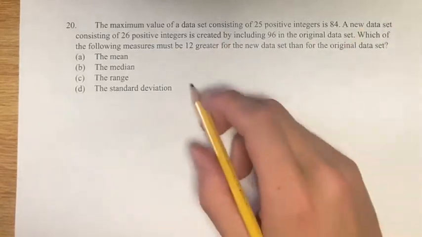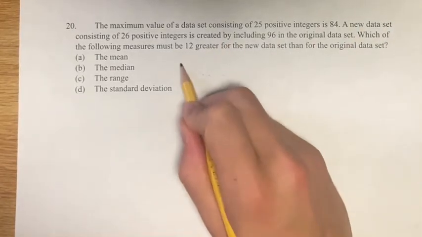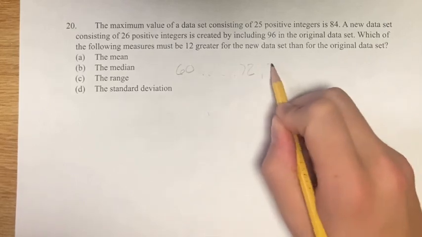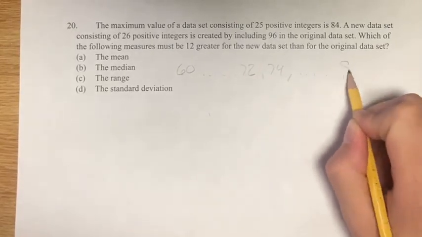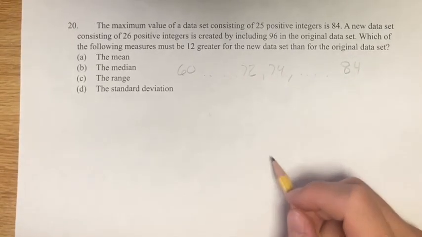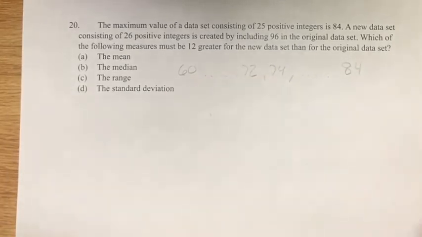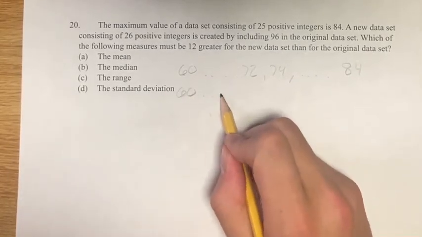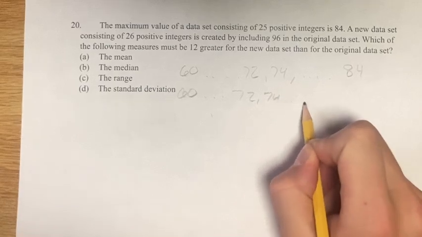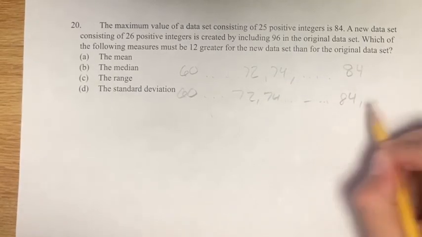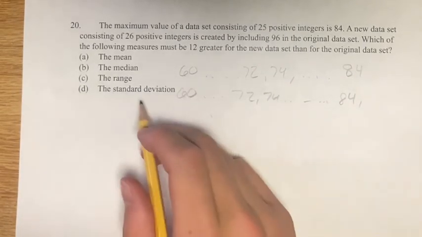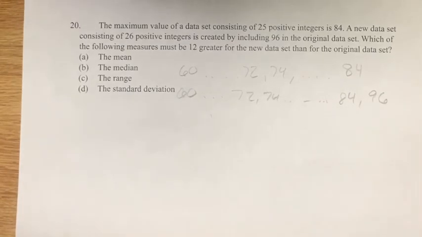So we have a bunch of numbers, right? Starting at the beginning, let's say it's like 60, and then we have 72, 74, all the way up, and then eventually you have 84. You have all these numbers in a range, and then you have another set, which is the same thing. Same numbers. I'm not trying to write all of them, just for the sake of an example. And then we do the same thing, and we add 96 at the end.